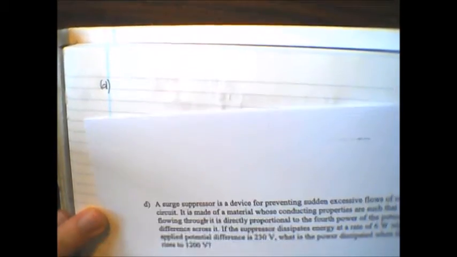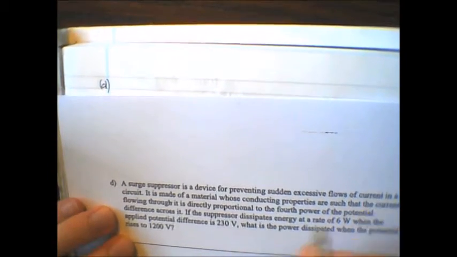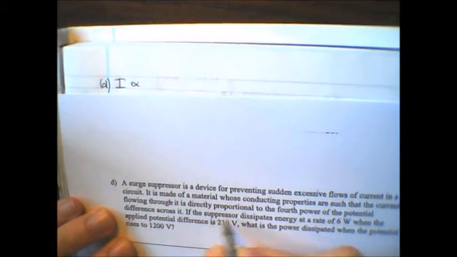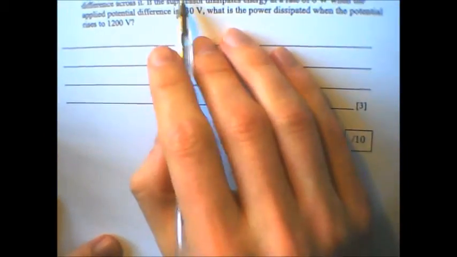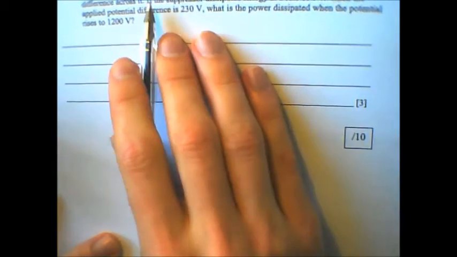So they said that the current I is proportional to the fourth power of the potential difference across it. Boom, we've got that information down. To the fourth power of the potential difference across it.